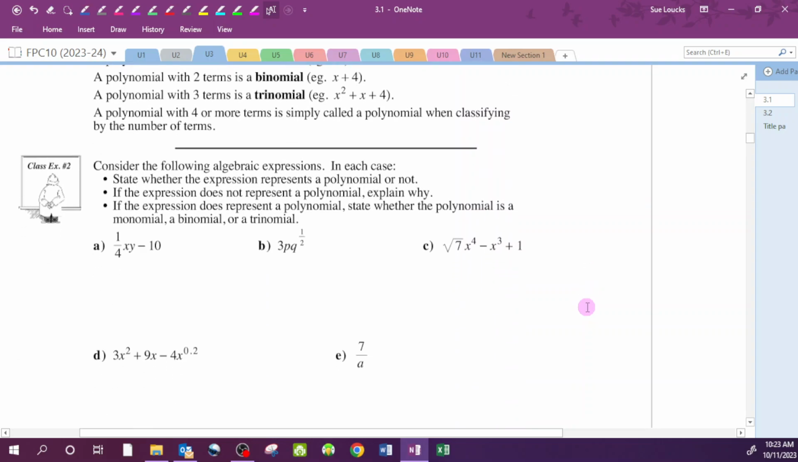Okay, some more questions here. Consider these expressions. In each case, state whether this represents a polynomial or not. If it's not, say why. And if it is a polynomial, is it a monomial, binomial, trinomial? Okay. So, is this a polynomial? Yes. And since it is a polynomial, is it a monomial, binomial, trinomial? This is a binomial.